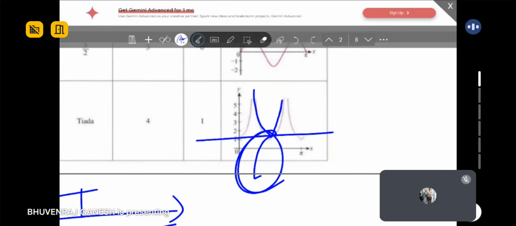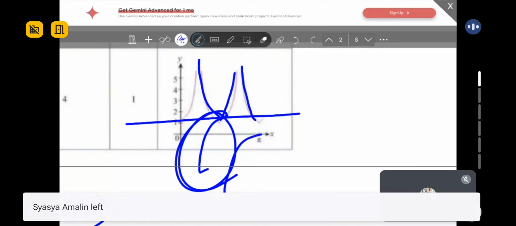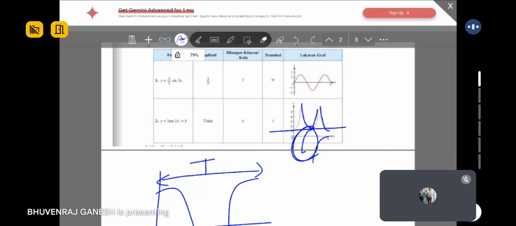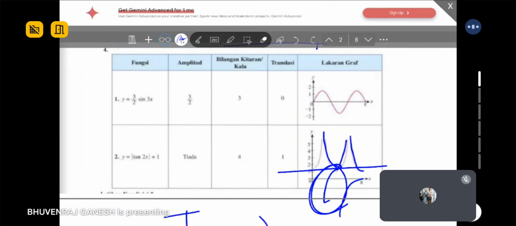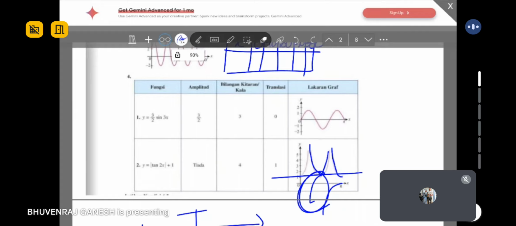So it's a mirror image. Macam cermin saja. Same for this one also. This one is originally like this, right? But this one is opposite. Terbalik. Are you clear guys on the graph? If you understand, type 1; if you don't understand, type 2.